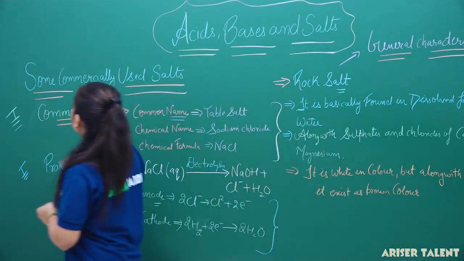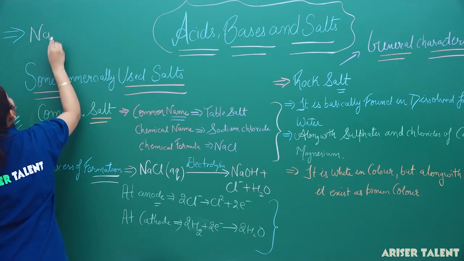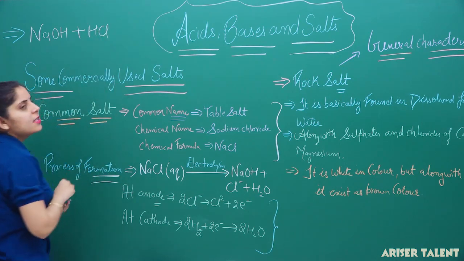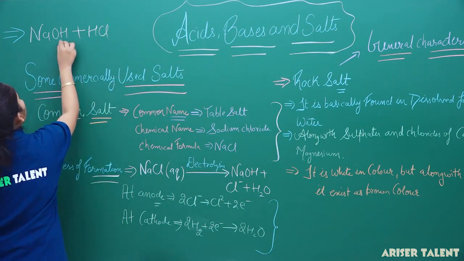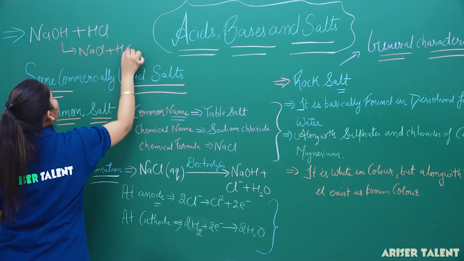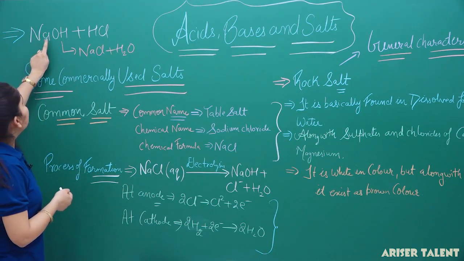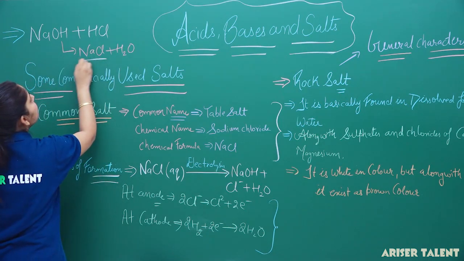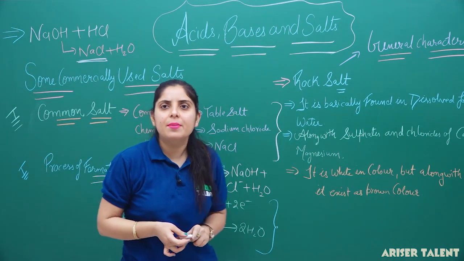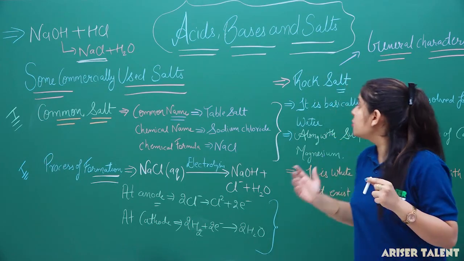We have already discussed that NaOH, that is sodium hydroxide, plus HCl, the hydrochloric acid, on reacting will give NaCl plus H2O. We can see here the neutralization reaction, in which the base reacts with acid to give salt. This is the basic method for the preparation of common salt, or table salt. Now, this is all about the formation and the characteristics of common salt.